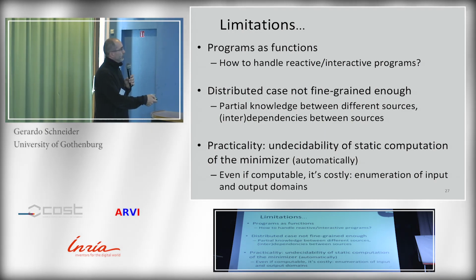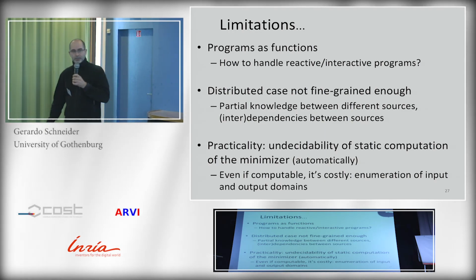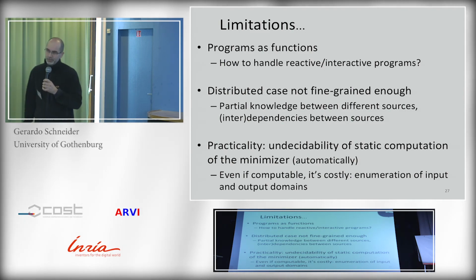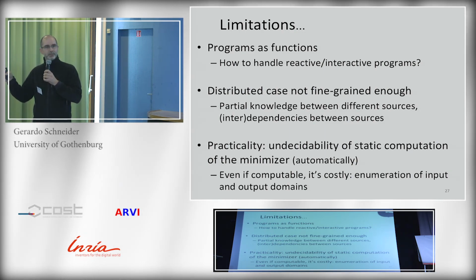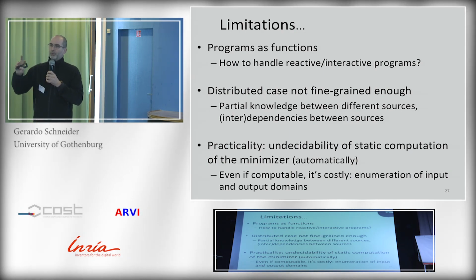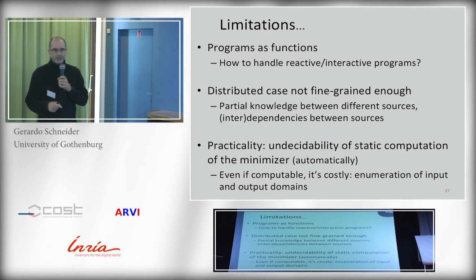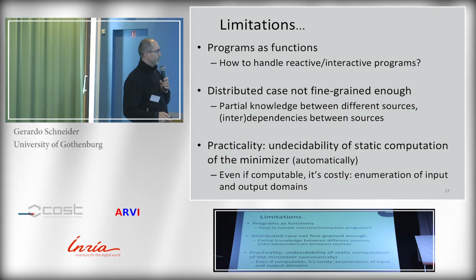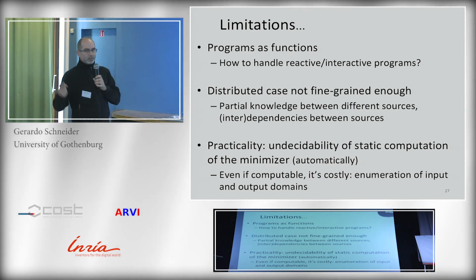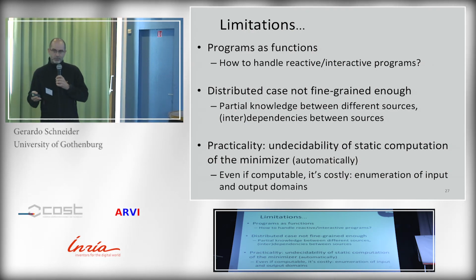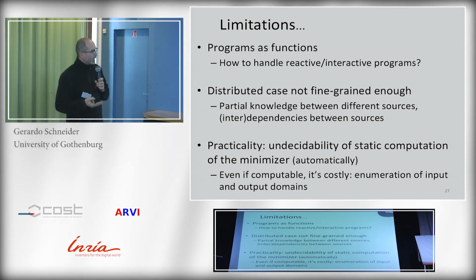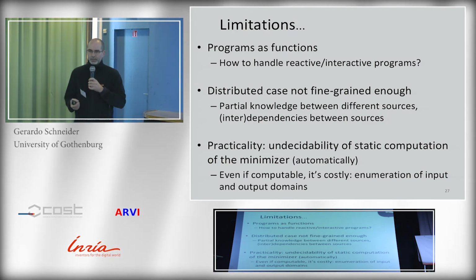The distributed case could be refined even better, because for the moment we consider either monolithic or distributed where the sources are completely independent. But it could be that maybe you want to allow certain partial knowledge between the sources. We are not doing that. And then obviously, as in the last picture I showed you, the whole procedure is undecidable. So you cannot do it completely automatically.